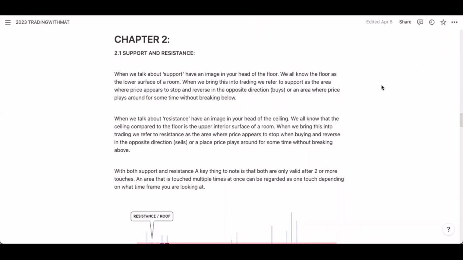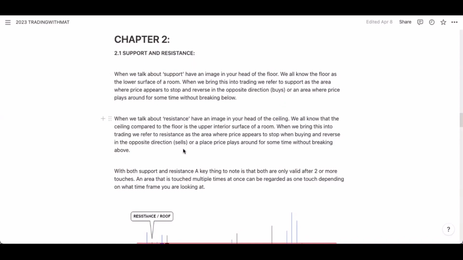When we talk about a resistance, have an image in your head of a ceiling. We all know that the ceiling, compared to the floor, is the upper interior surface of a room. When we bring this into trading, we refer to resistance as the area where price appears to stop when buying and reverses in the opposite direction for sells, or a place where price will play around for some time before breaking above.